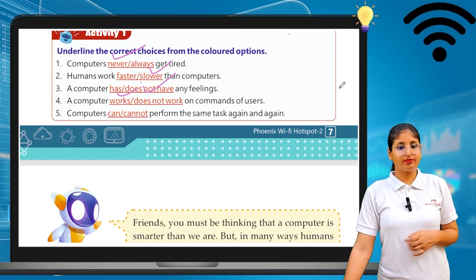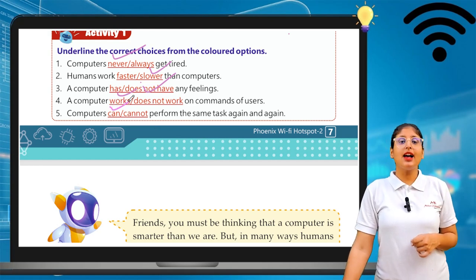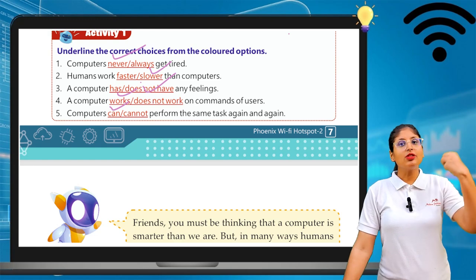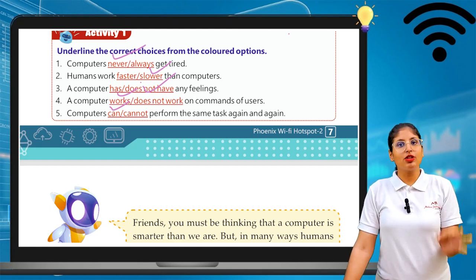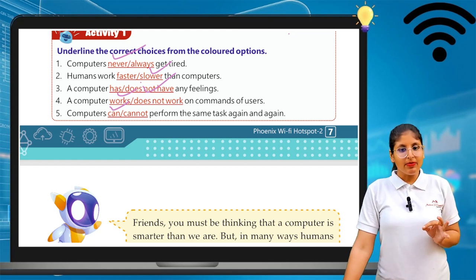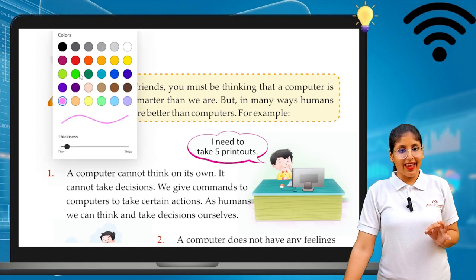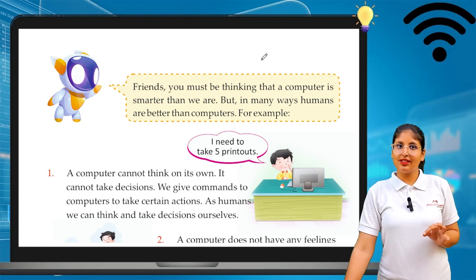Computer cannot perform the same task again and again? Computer can perform the same task again and again, millions of times. If you command the computer to open MS Word, it can open it. So they cannot get tired, they cannot get bored. This is the basic thing that a computer follows. I am hoping this much is clear.